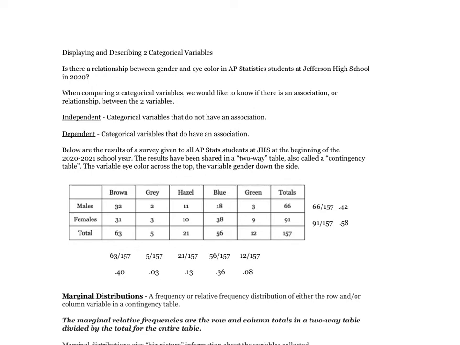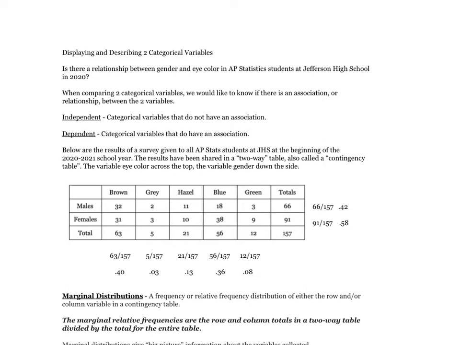Hello, AP Stat students. Today we begin Unit 2, which is displaying and describing two variable data. In Unit 1, we displayed and described situations where we had one variable, either categorical or quantitative, and we learned how to describe that one variable in either situation.